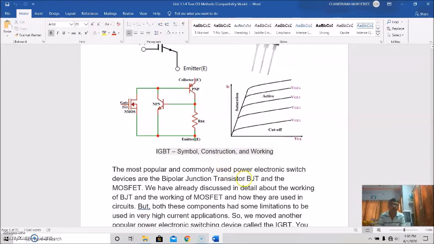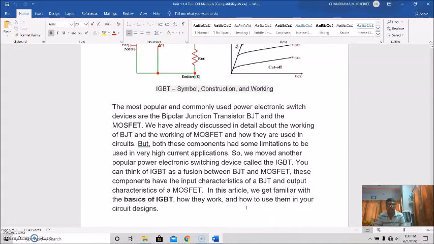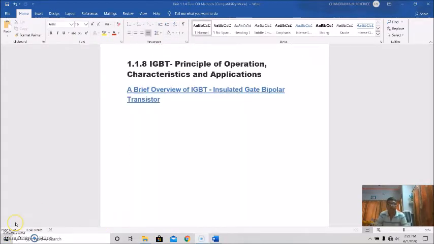This is the most popular and commonly used power electronic switching device, alongside bipolar junction transistors and MOSFET. We have already studied the BJT and the MOSFET working in our earlier semesters, and how they are used in circuits. That's what we have studied. Now we'll discuss the IGBT, insulated gate bipolar transistor, its principle of operation, characteristics, and application.